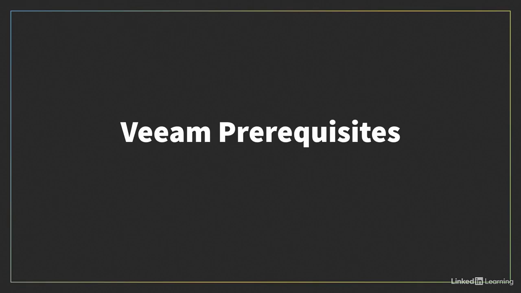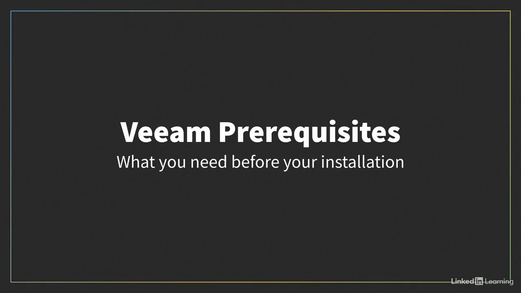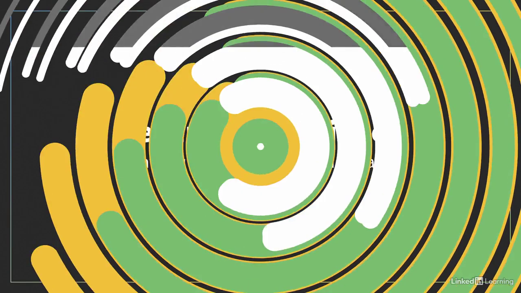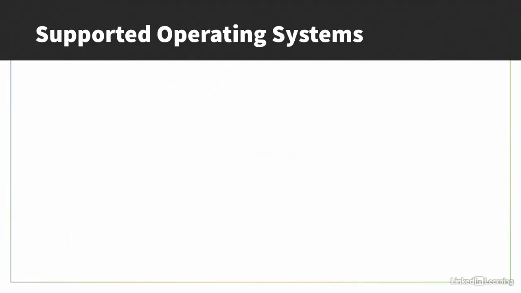There are several prerequisites prior to installing our Veeam backup and replication software. To start with, we can install Veeam on virtual machines on premises. And that would include VMware vSphere, Hyper-V, Nutanix, Red Hat VMs. All of these different types of virtual machines, we can install Veeam onto those.